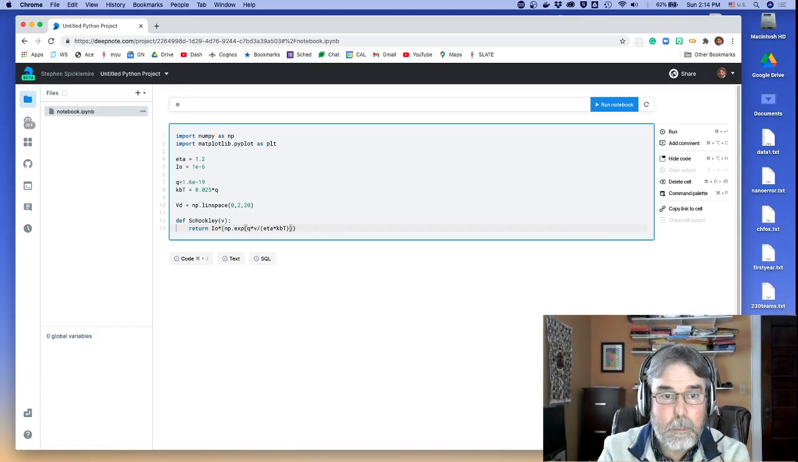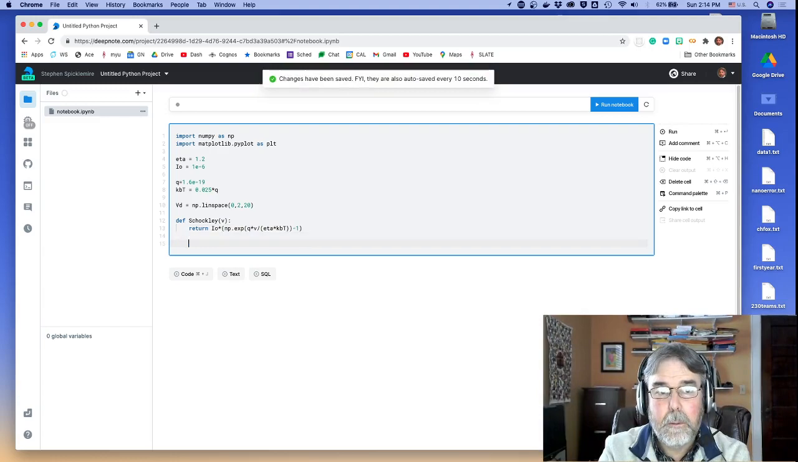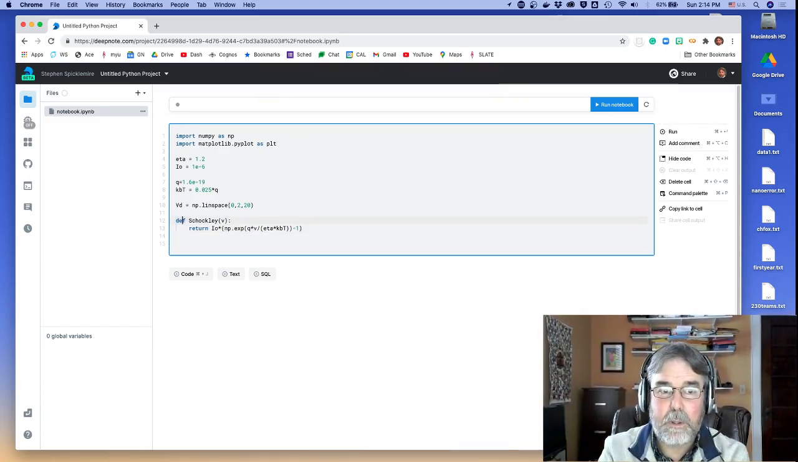Oh, and then I've got to remember the I0 times. Let's do this. That's the closed parentheses, that's the exponential, and then minus 1. Good. So that's my Shockley current equation. So I'll just call it I0_Shockley. That's the Shockley equation.